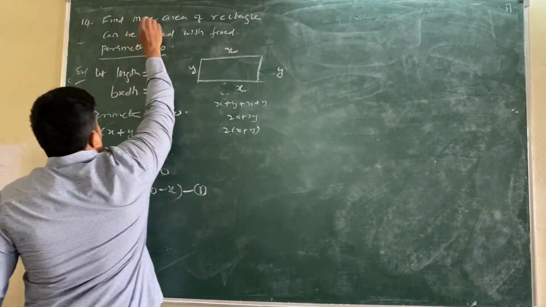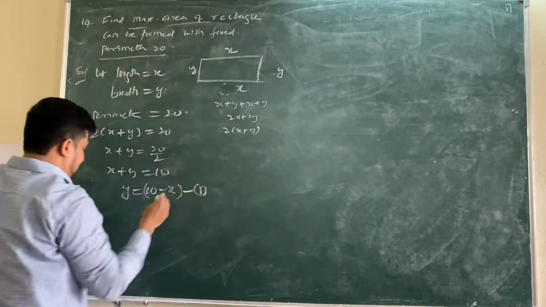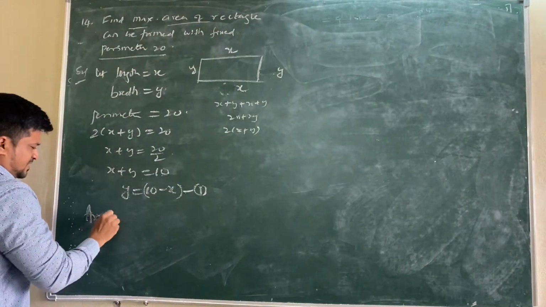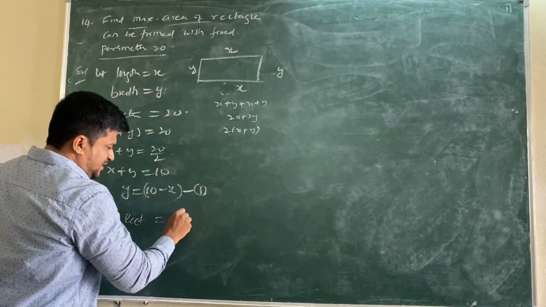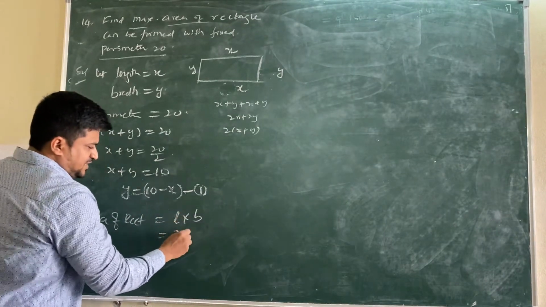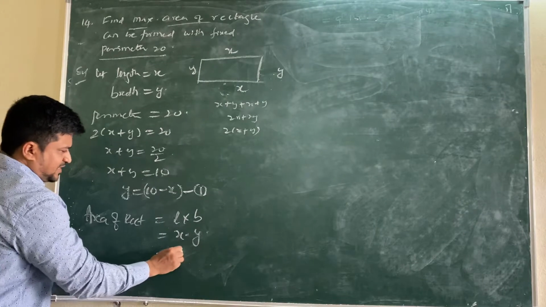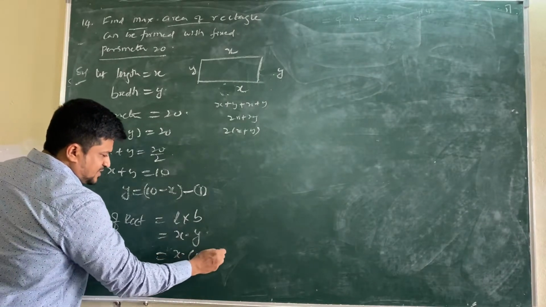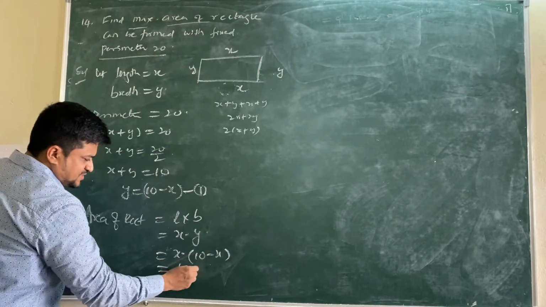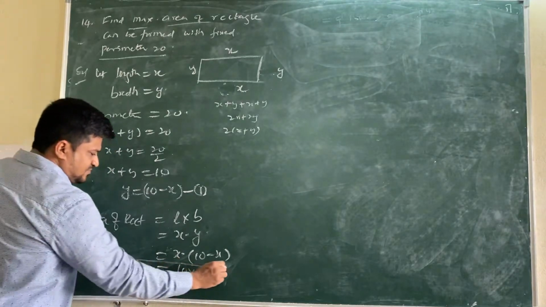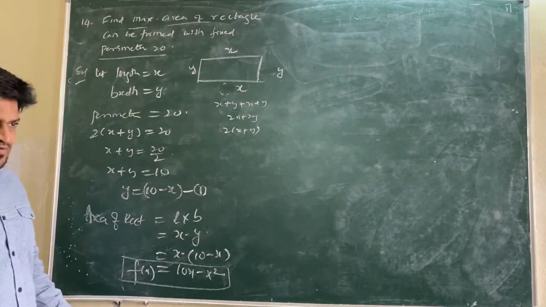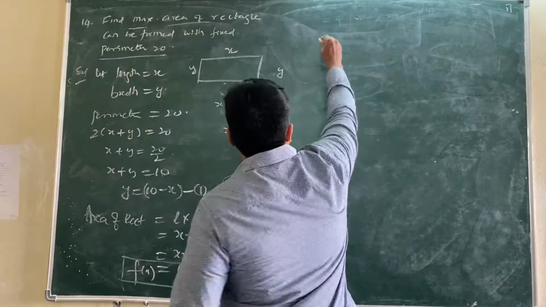What we have to find? Maximize the area of rectangle. Area of rectangle equals length into breadth, which is x into y. X into what is y? 10 minus x. So this is 10x minus x square. F of x we got it. Now what we have to do?